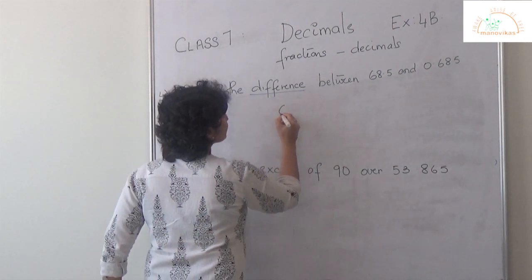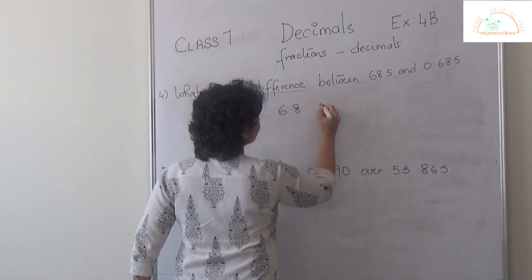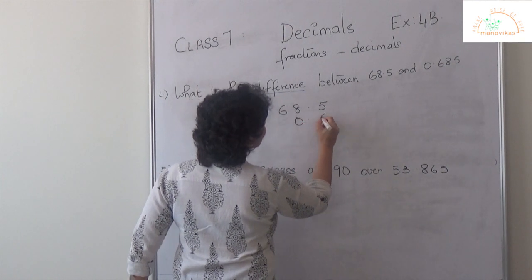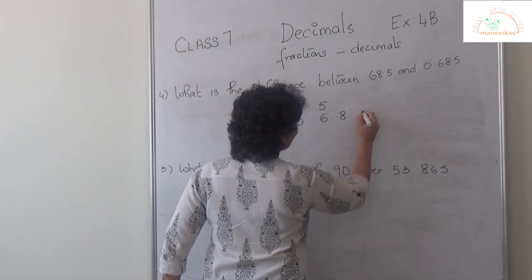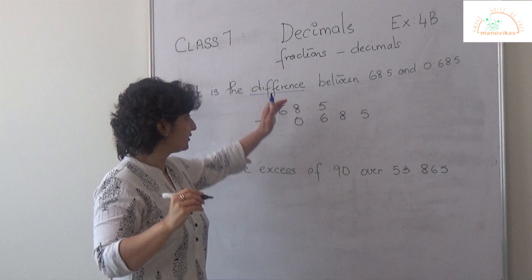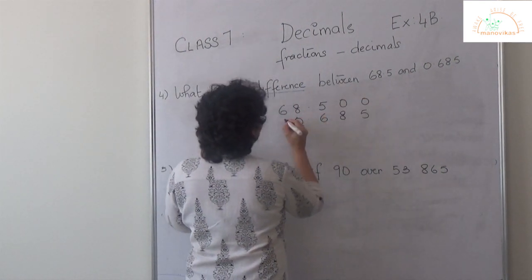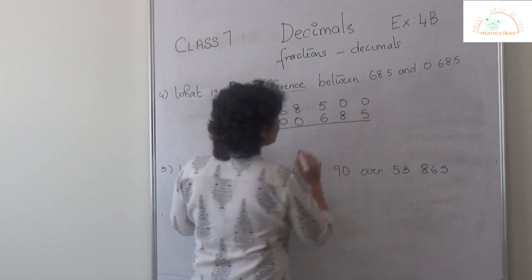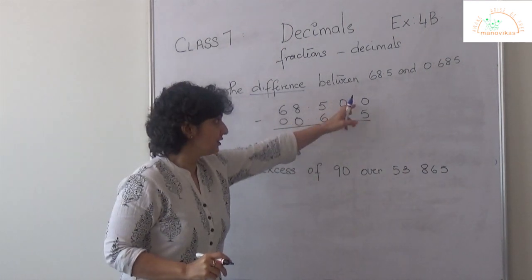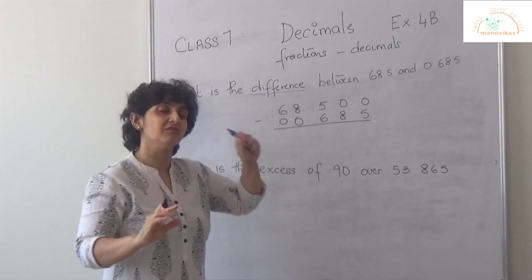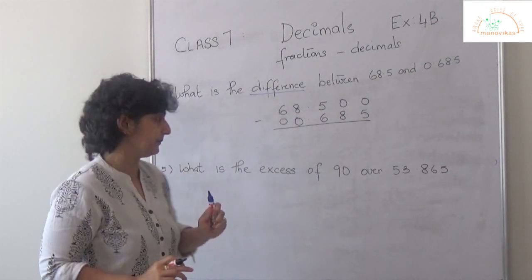So, it is 68.5 minus 0.685. I told you, let's convert all into like. So then, if we have my zeros here. Now you know how to subtract. You need to borrow and solve it. I am not going to do this now. If you have a doubt, you can come back to me.